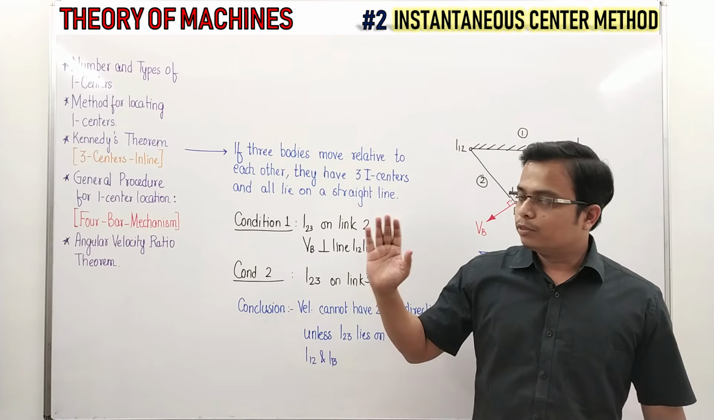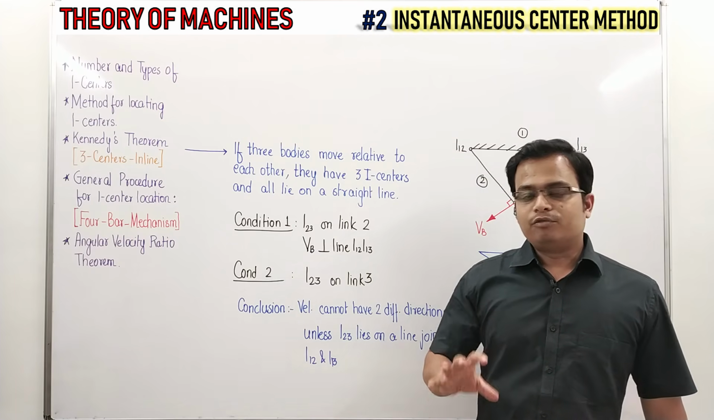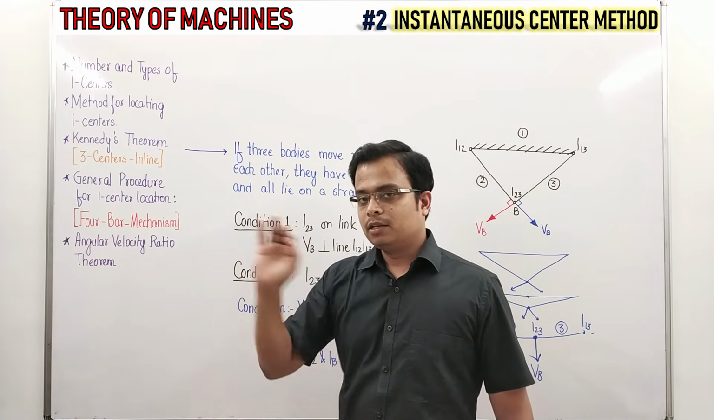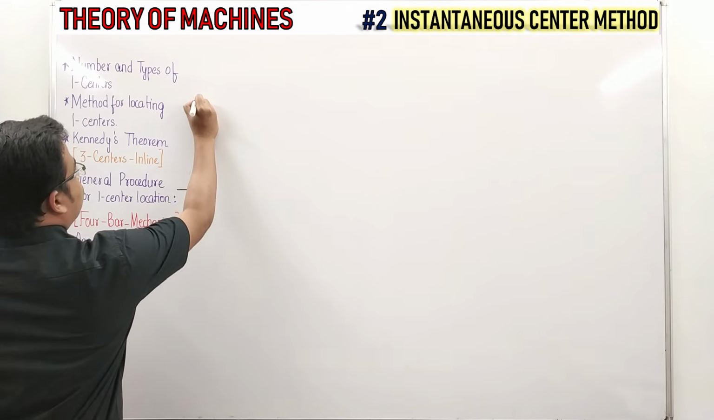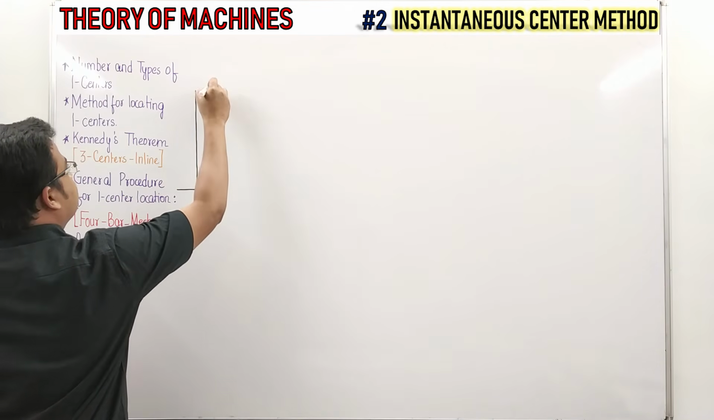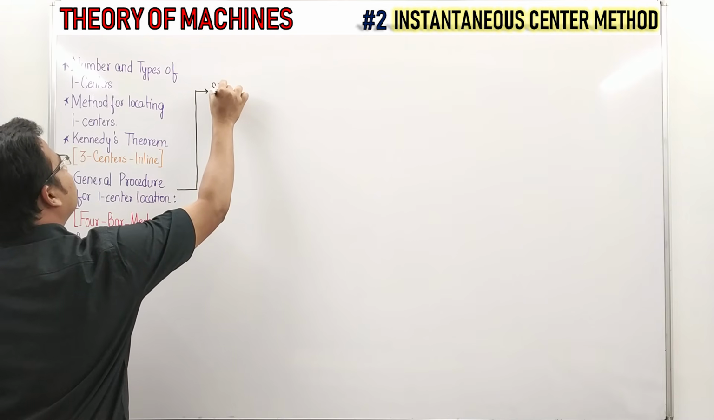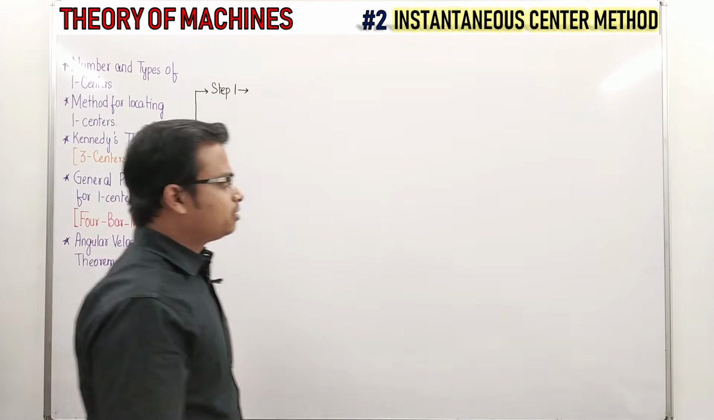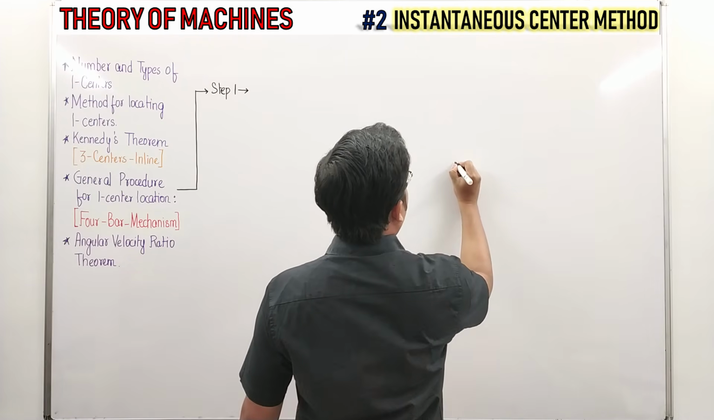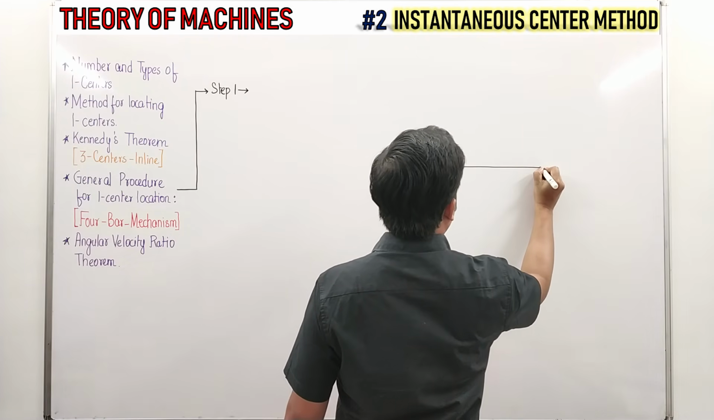Okay. Now the most important section of today's video, that is the general procedure. Let's take a look at this. So basically, to understand the general procedure, we've got 5 steps. Not even 5, but 4 steps to be very precise. And for that, let us try to make a 4-bar mechanism. This is going to really help us.